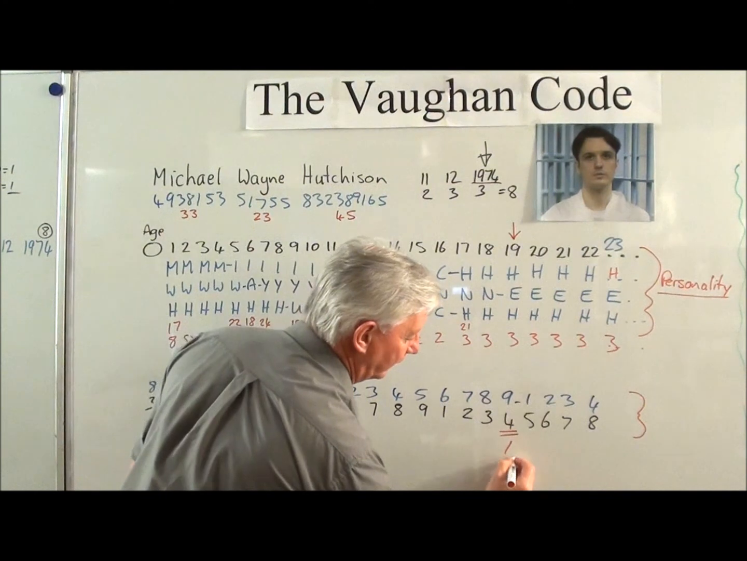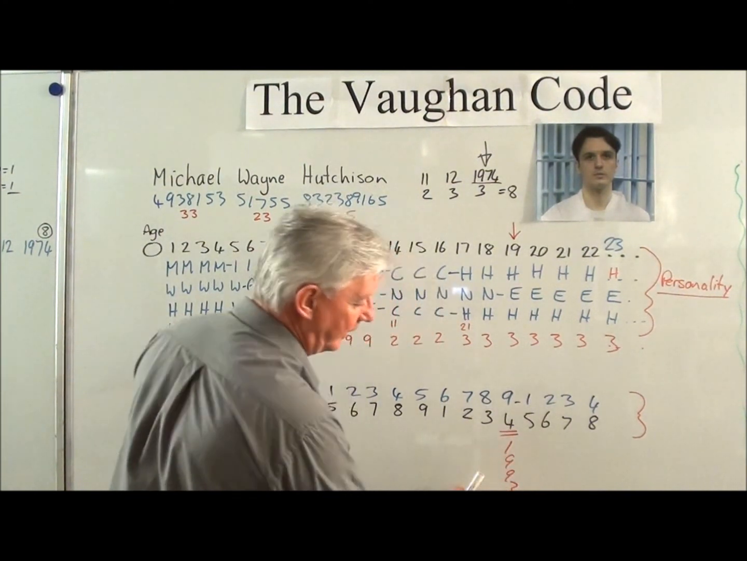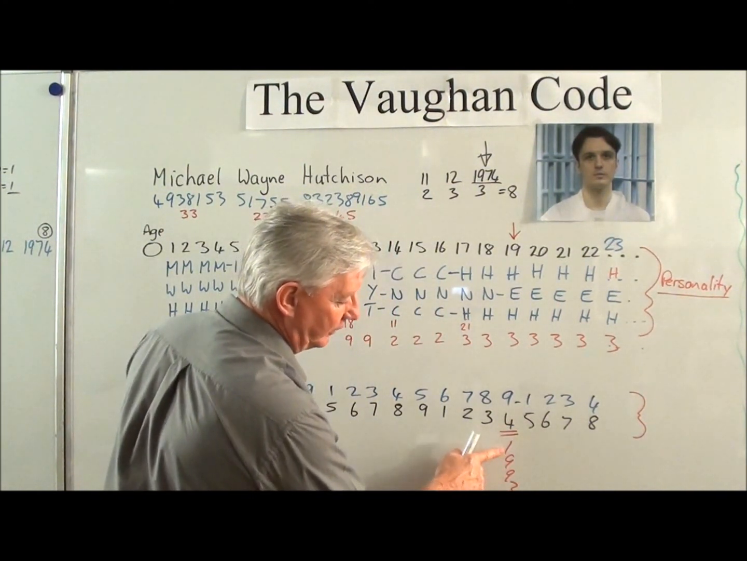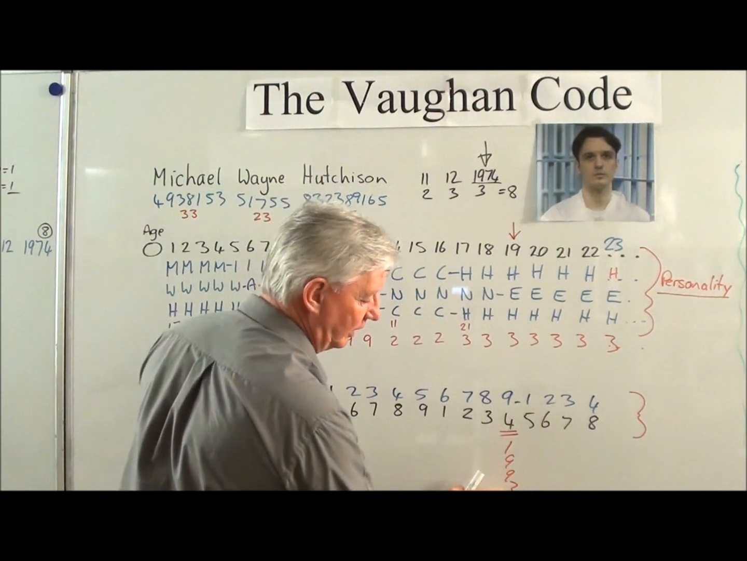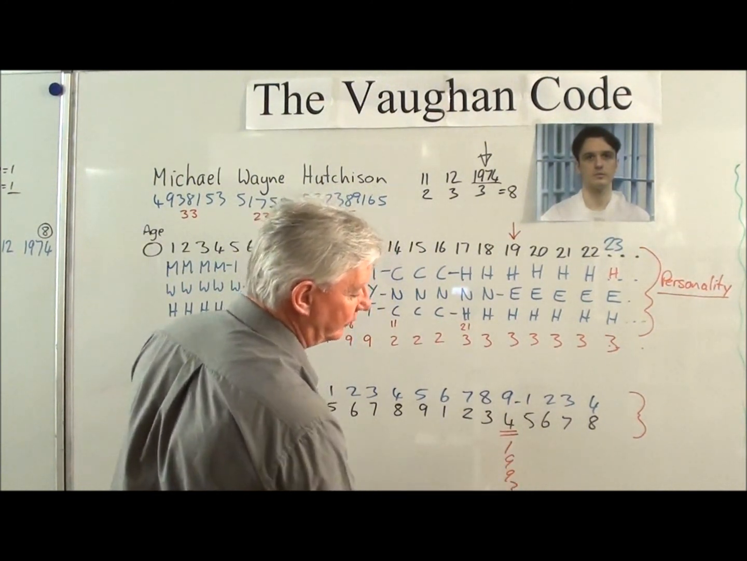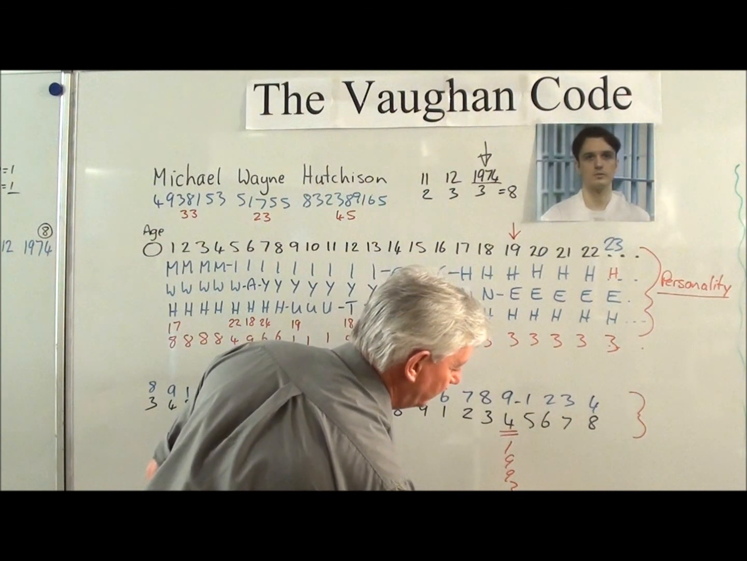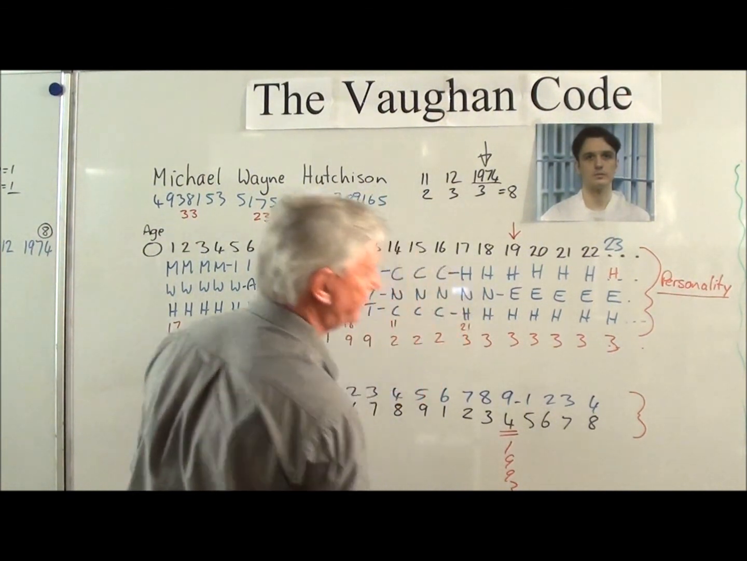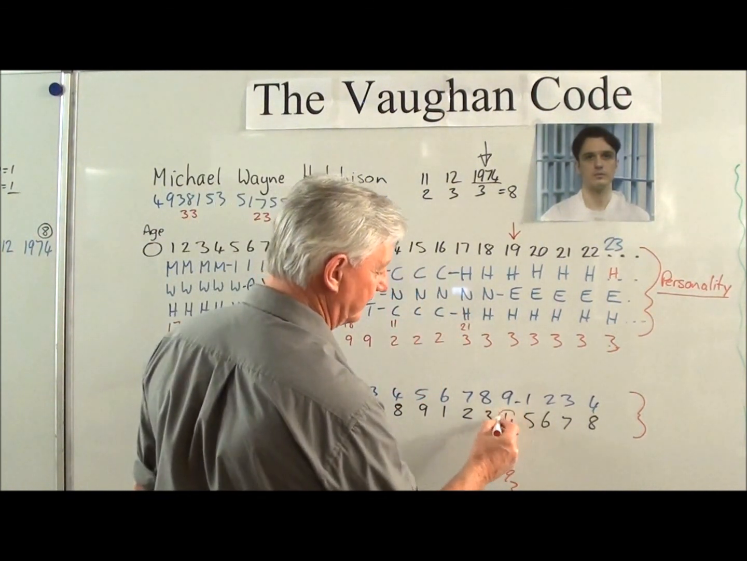1993, if you add those numbers up, 1 and 9 is 10, 19, 22. That adds up to 4. 22 equals 4. So there's that 4 there.